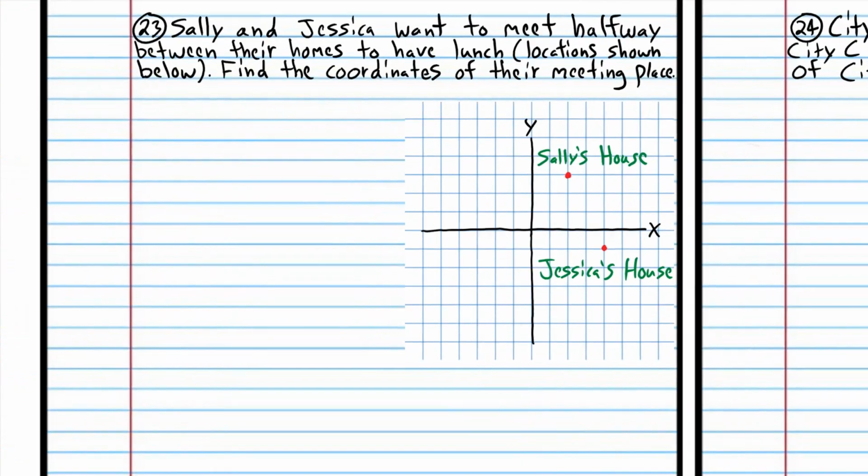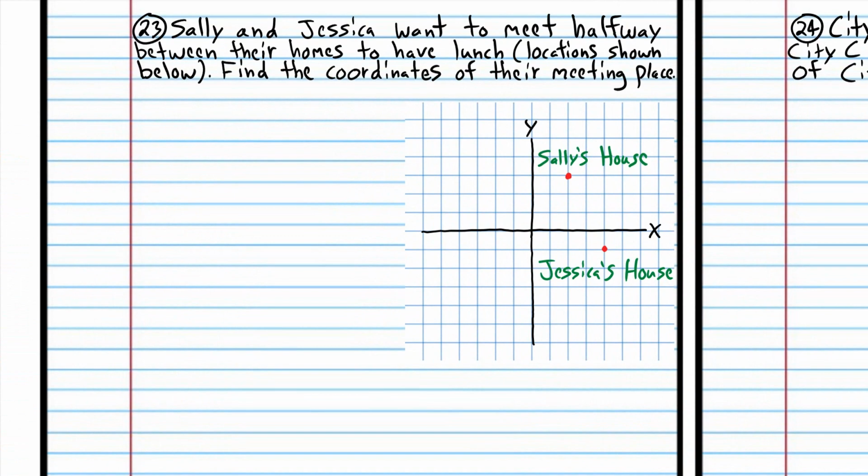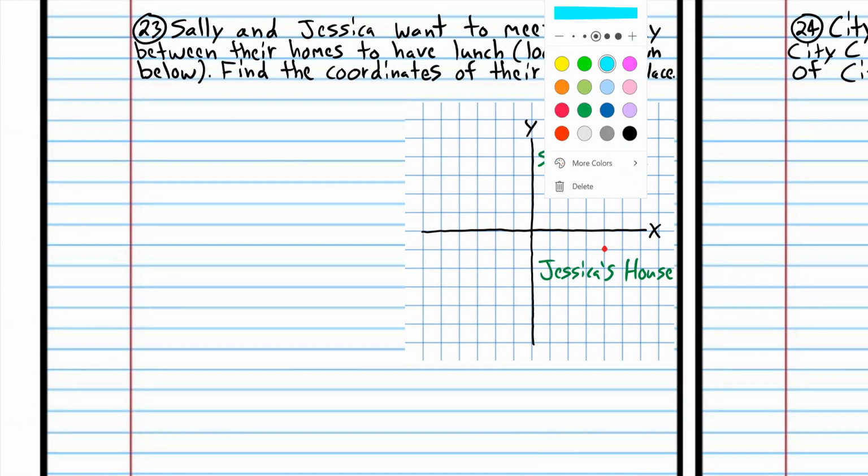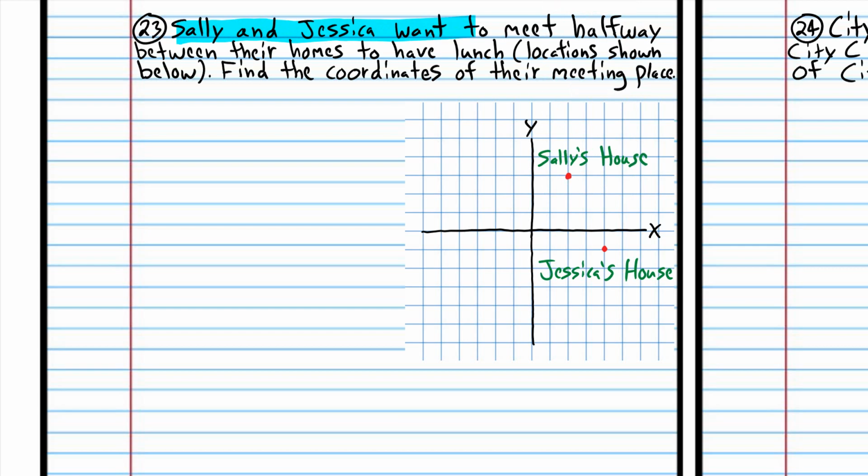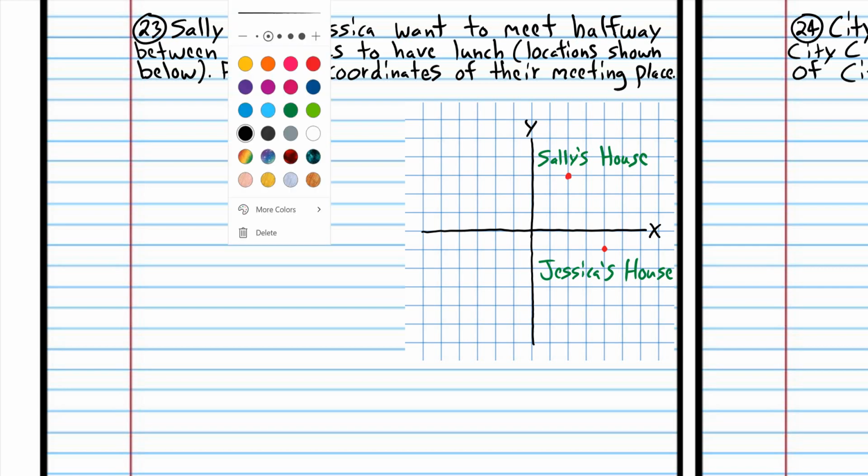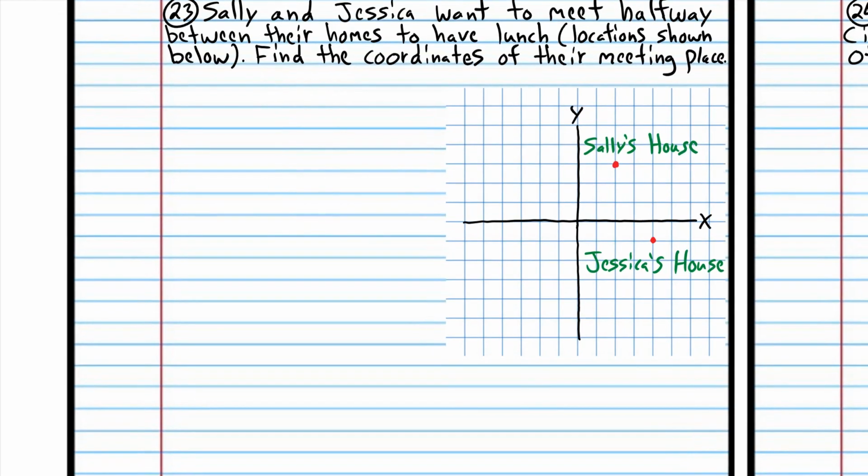Now we're going to do a midpoint problem. So let's do this problem together. Sally and Jessica want to meet halfway between their homes to have lunch. The locations are shown below. Find the coordinates of their meeting place. So we want to know the location that they're meeting for lunch. And that's going to be about halfway between, which is about here, somewhere around there. Now, you might say, well, can't I just use the graph and estimate? Well, let's play it on the safe side and use the midpoint formula.